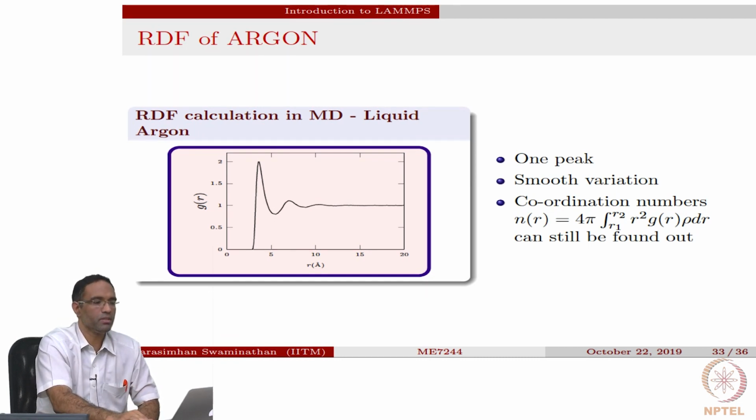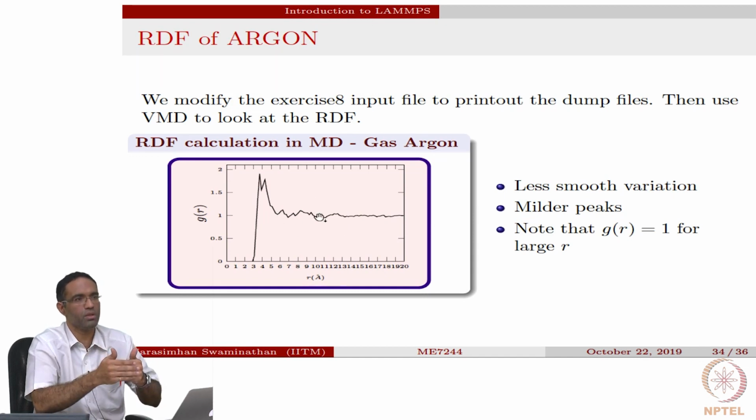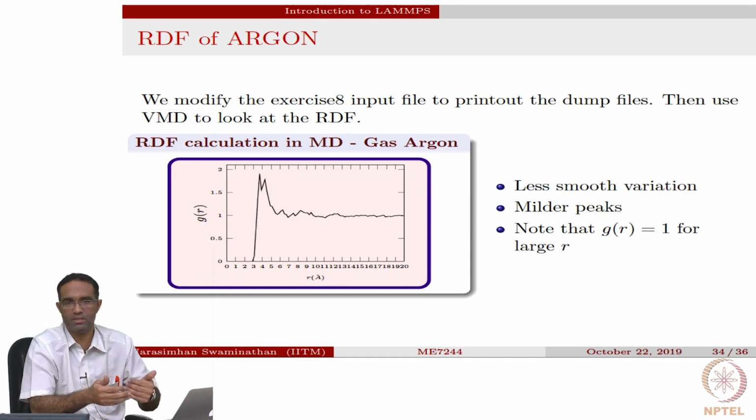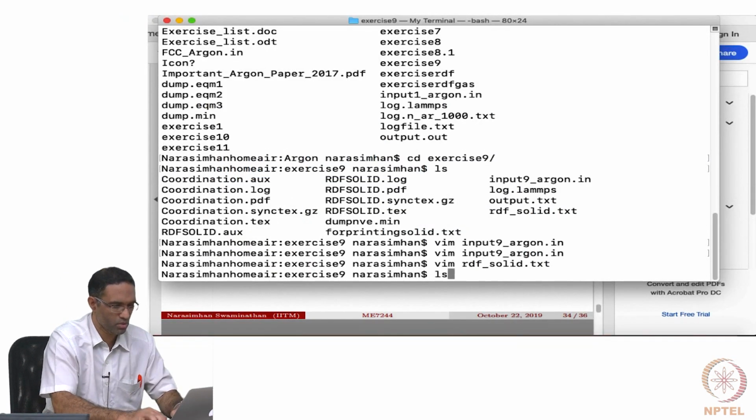This is how it looks for a liquid, and this is how it looks for a solid. You don't see this additional peak. So even shorter range order is found for gases. So the gas code is also here.